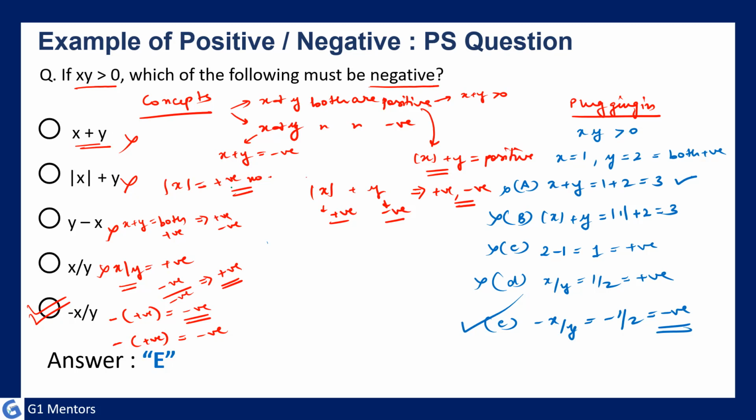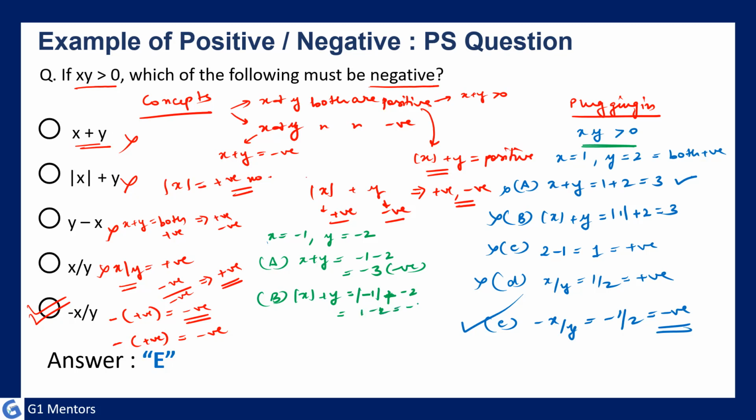So sometimes people may plug in both as negative numbers. So let's take x is equal to minus 1, y is equal to minus 2. In this case also, xy is greater than 0. Okay, in this case answer choice A says x plus y, that is minus 1 minus 2, which is equal to minus 3. Correct, which is a negative number. Answer choice B, mod of x plus y is equal to mod of minus 1, y is minus 2. So it gives us 1 minus 2 is equal to minus 1, which is also a negative number.